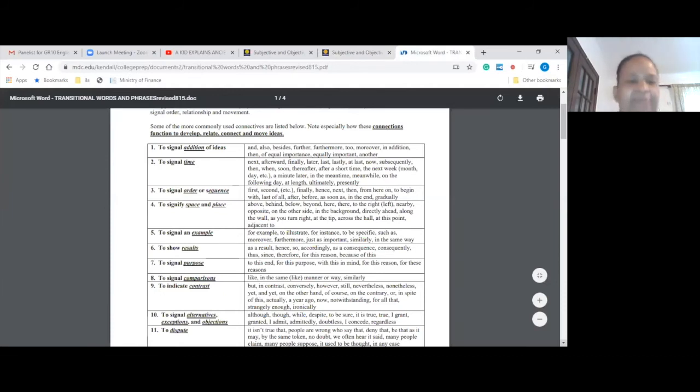Number 2, we have phrases that signal time: next, afterward, finally, later, ultimately, presently. 3, we have order and sequence: first, second, third. Of course, this will be in our essay, where we're explaining how to make or do something.